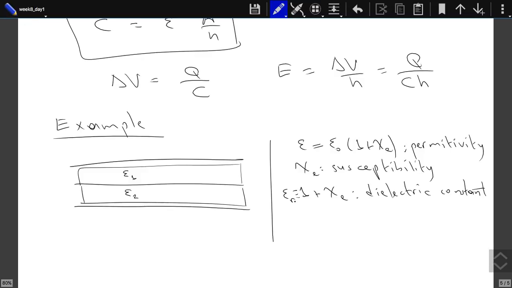Now what is the capacitance? For example, this is a problem in which the dielectric constant is not a constant. Well, in which the permittivity is not a constant. It changes from point to point. If your point is in this region, it has one permittivity. If your point is in this region, it has some other permittivity.